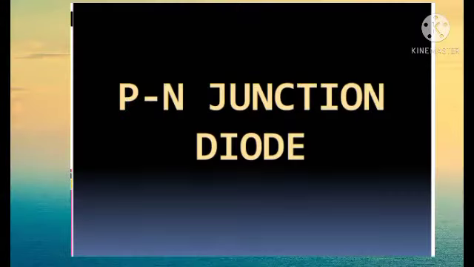Let's see another important component, that is diode. It is a PN junction diode. It is made up of a semiconductor in which we are going to use P type semiconductor and N type semiconductor. It is an important component in electronics for rectification and as a switch.